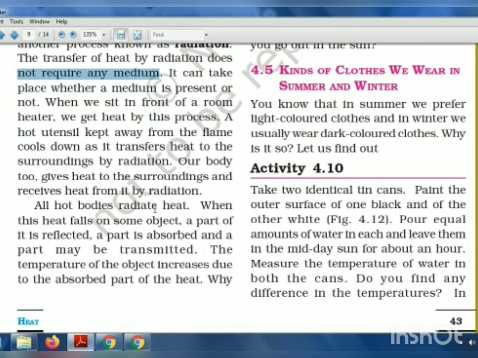All hot bodies radiate heat. When this heat falls on some object, a part of it is reflected, a part of it is absorbed, and a part may be transmitted to some other place. The temperature of the object increases due to the absorbed part of the heat. So if the object absorbs more heat, then the object gets hotter.